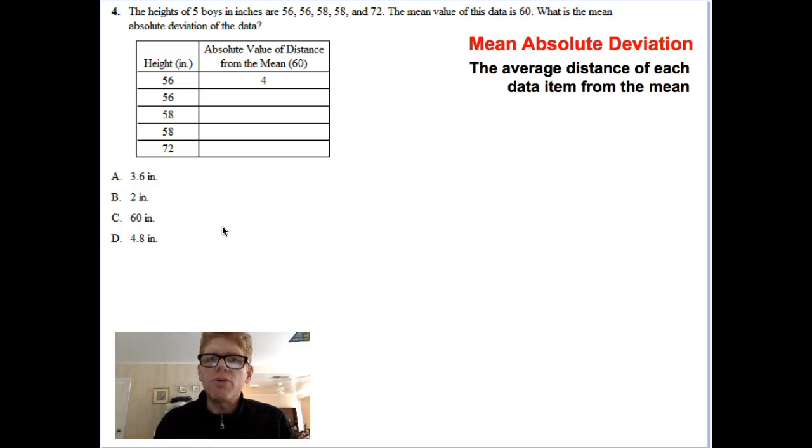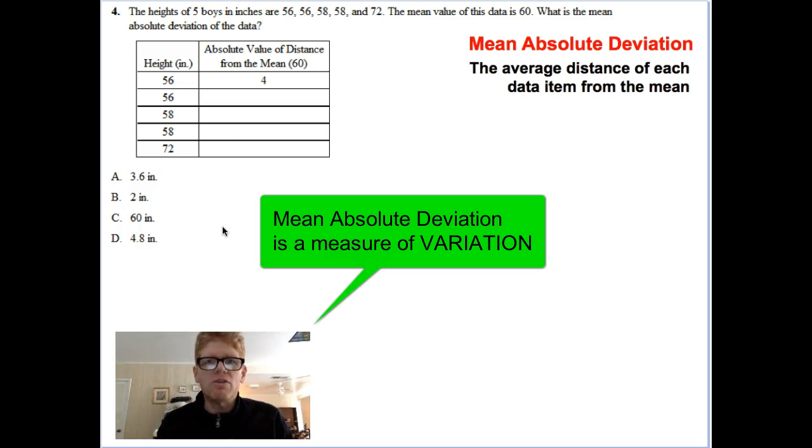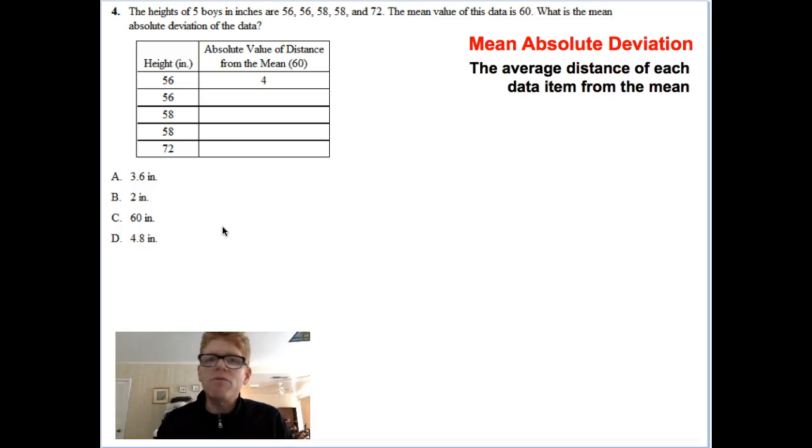So if we were to go through and add up all of the different data items, like height 56, 56, 58, 58, 72, then divide them by the total number of data items, which is 5, that would give us the mean. But what we want to find out is the deviation or the separation from the mean. And what we'll do then is find the average distance of each one of those items from the mean.